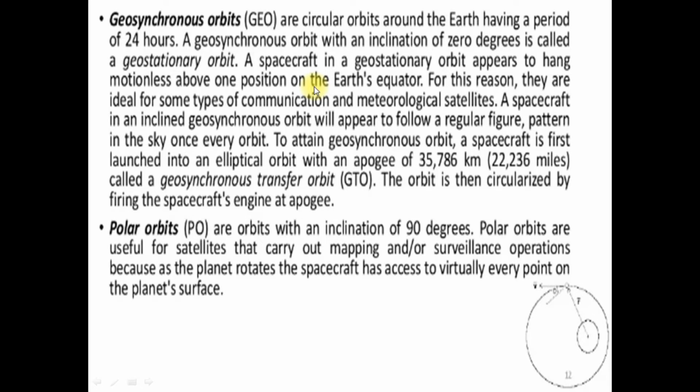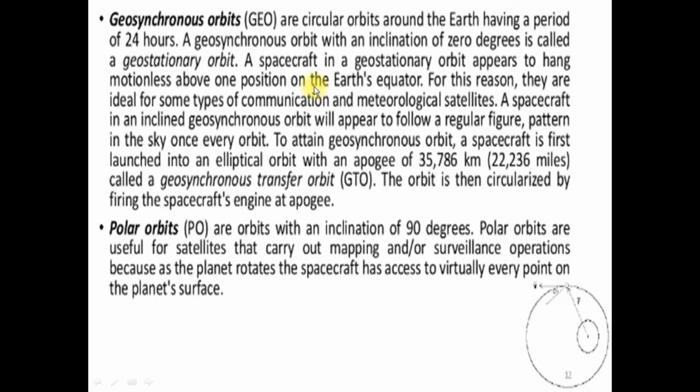To attain geosynchronous orbit, a spacecraft is first launched into an elliptical orbit with an apogee of 35,786 kilometers or 22,236 miles, called Geosynchronous Transfer Orbit (GTO). The orbit is then circularized by firing the spacecraft's engine at apogee. So we increase the velocity once it has reached the elliptical orbit, so that it will move towards the circular orbit.